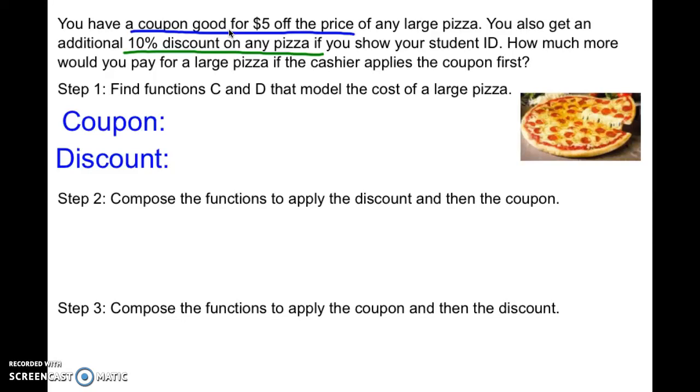So step one, find functions C and D that model the cost of a large pizza. Well, with a coupon, I'm going to say C of X, it's $5 off the price of the pizza, so it's whatever your pizza is, minus $5. For the discount, I'm going to call it D of X, you get 10% off of any pizza. So if you save 10%, it means that you're paying 90%. So it's going to be 90% times the price of the pizza.